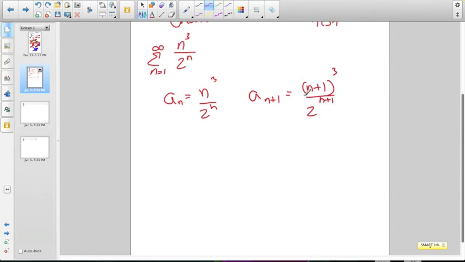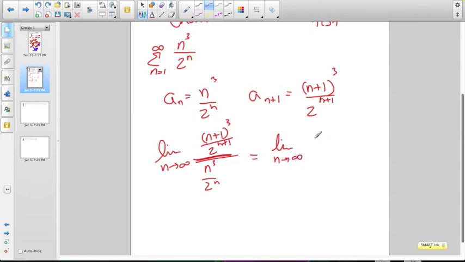And so I know I need to do this divided by that. And so limit as n goes to infinity of n plus 1 cubed over 2 to the n plus 1 all over n cubed over 2 to the n. And eventually, starting with the next example, I'm just going to cut to the chase and write that ratio as a multiplication expression where we multiply by the reciprocal. So from this point forward, I'm going to jump to this step right here. See the reciprocal here? It's the reciprocal of that denominator.